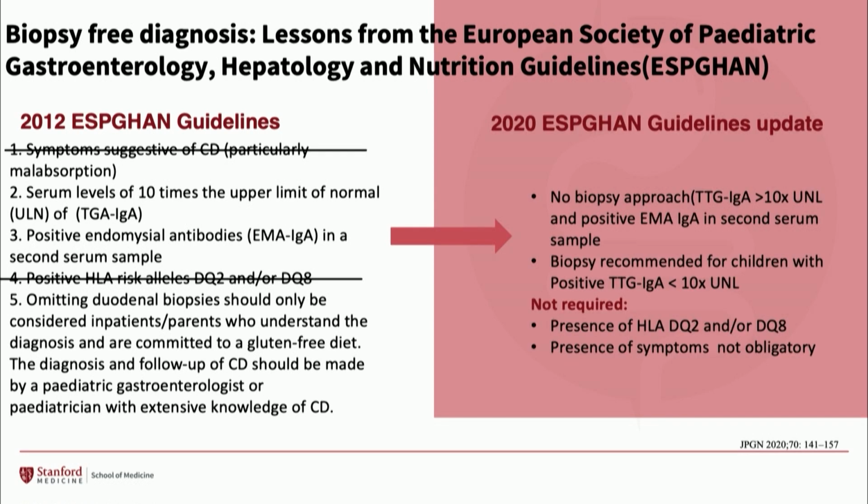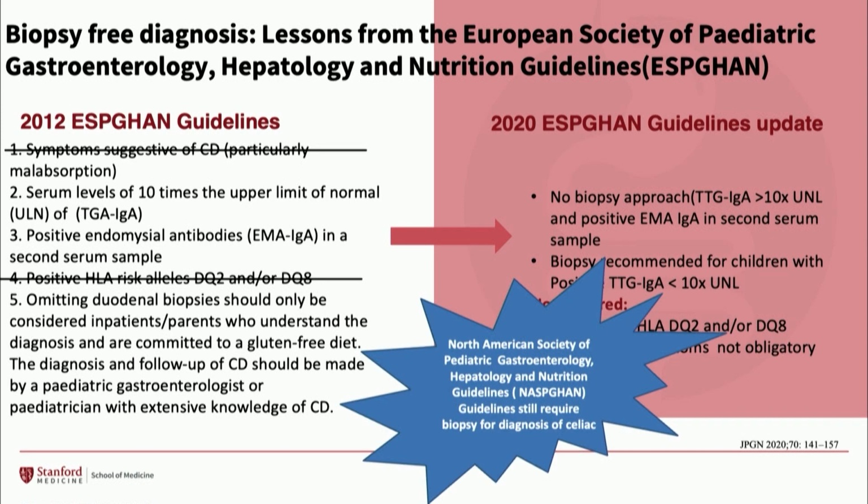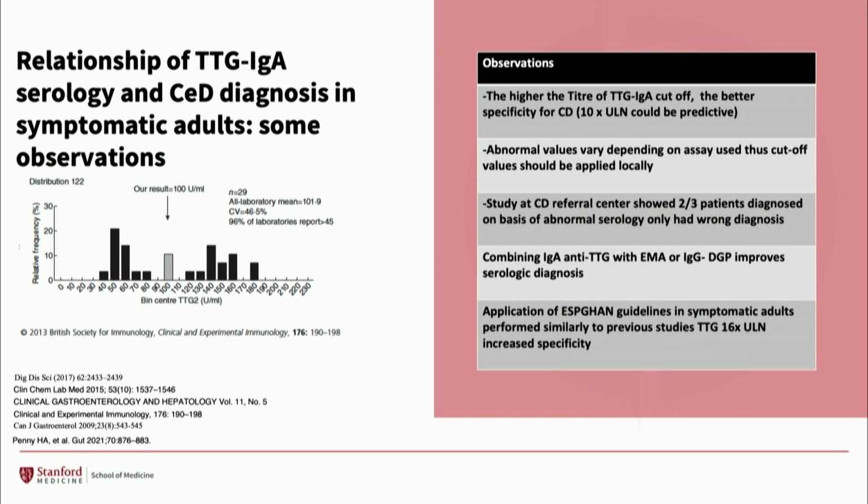These were updated, and the genes are still there, it's just that you don't have to check them. But the presence of symptoms was no longer obligatory. Now, I will say that this has not been adopted in North America. I would say that over the years, people have looked at what is the relationship of TTG and the diagnosis of celiac disease in symptomatic adults, and there are several observations here that I would like to point to.